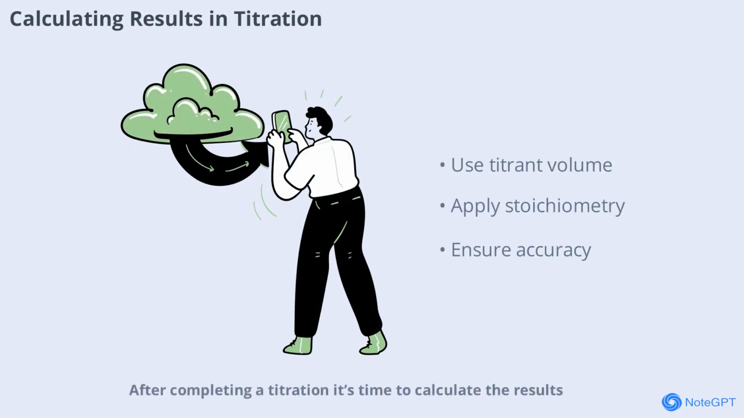After completing a titration, it's time to calculate the results. Use the volume of titrant added along with its concentration to determine the amount of analyte in your sample. The formula involves multiplying the concentration of the titrant by the volume used and relating it to the stoichiometry of the reaction. Accurate calculations are crucial for reliable data, so double-check your math and ensure all measurements are precise.